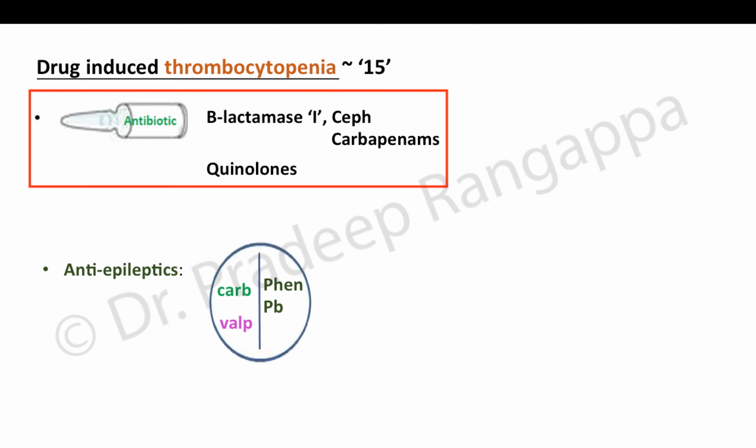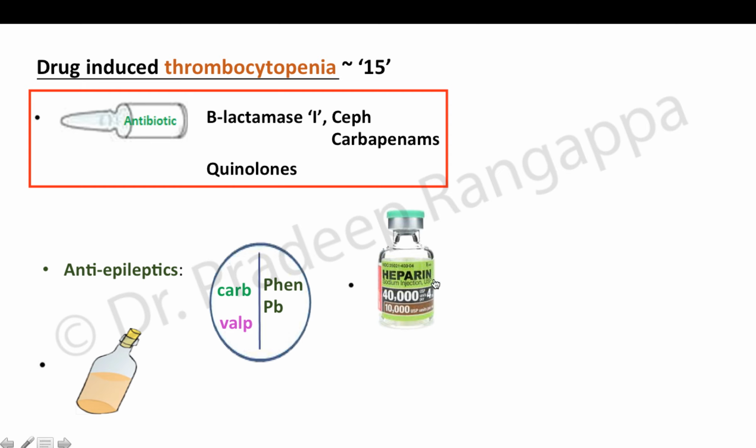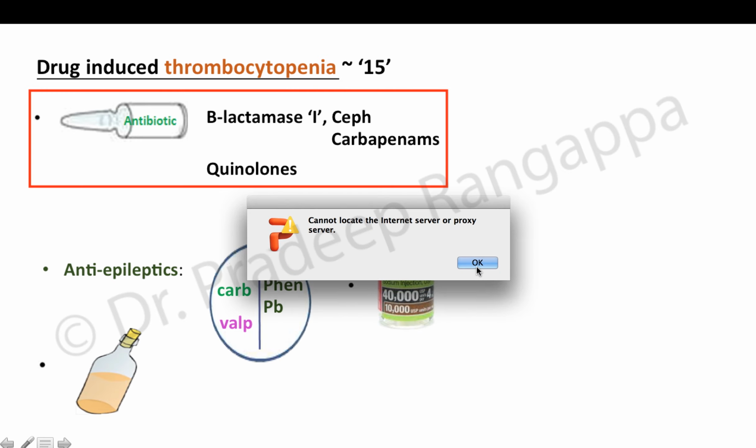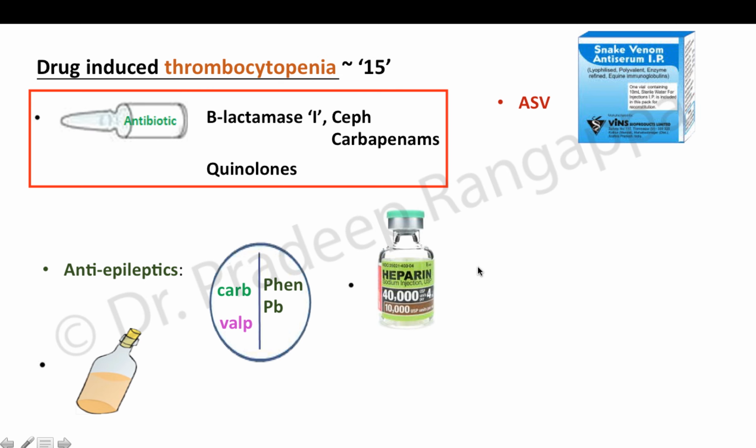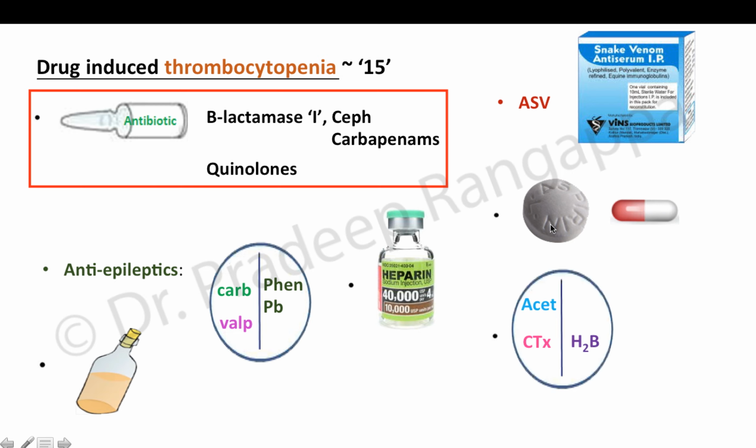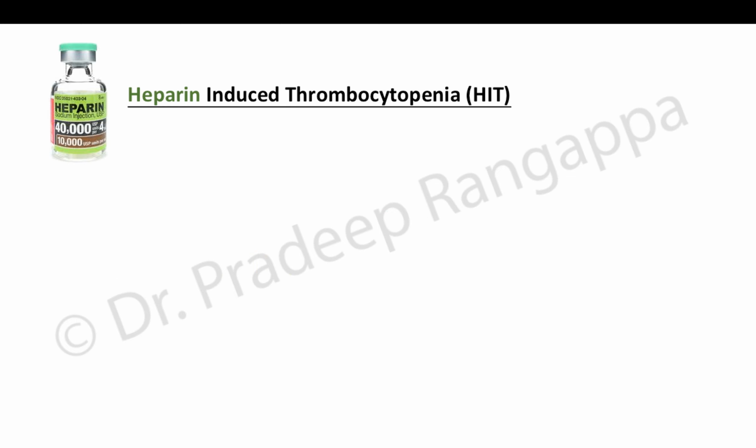I would urge you to remember it by the classes. Antibiotics is one class, anti-epileptics is another class which can lead to thrombocytopenia. Alcohol is one category, and heparin is a common culprit. So don't undermine the use of your low molecular weight heparins, which can also cause thrombocytopenia. And anti-snake venom serum, when you're using it for a snake bite, can also cause thrombocytopenia. And the common cardiac drugs that you would use, aspirin and NSAIDs, can also cause thrombocytopenia. The other drugs would be acetaminophen, chemotherapy drugs, and H2 blockers. If you remember this picture, I think it would be easy for you to recall the causes of thrombocytopenia.